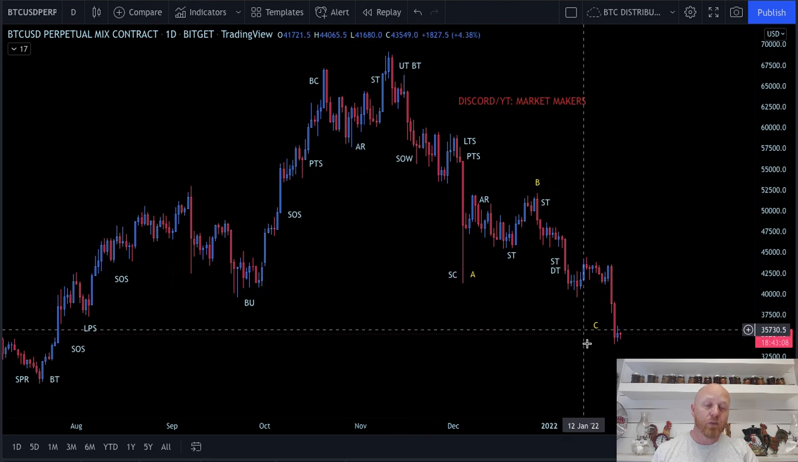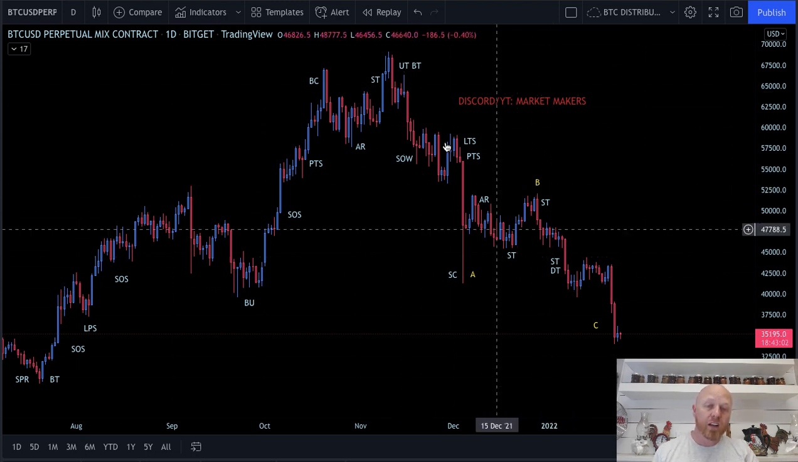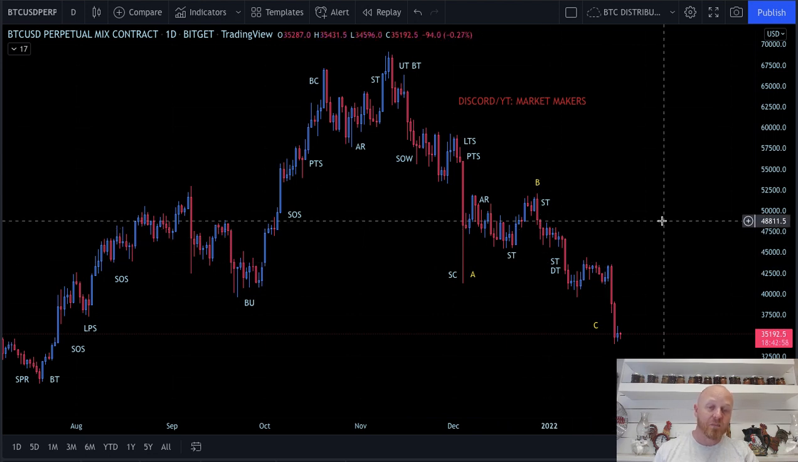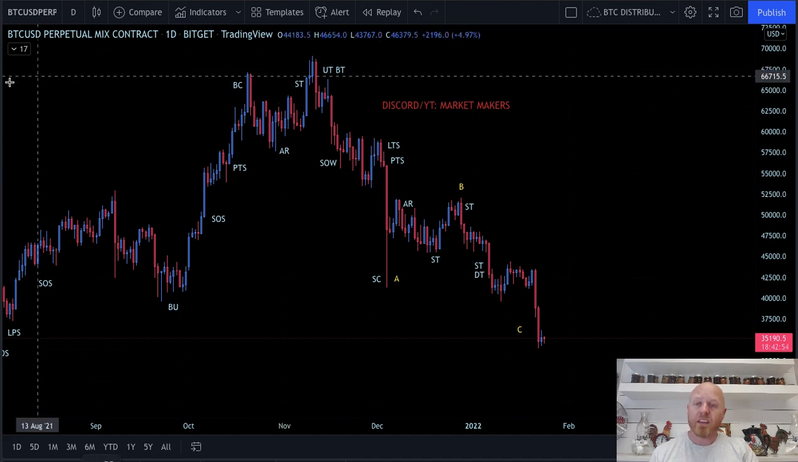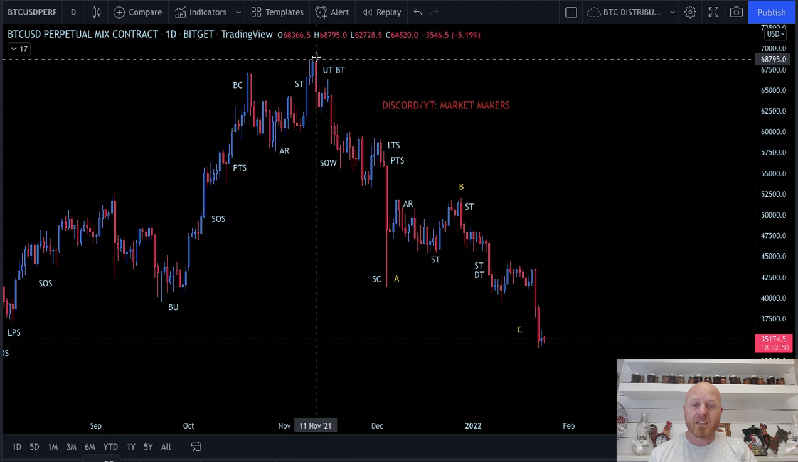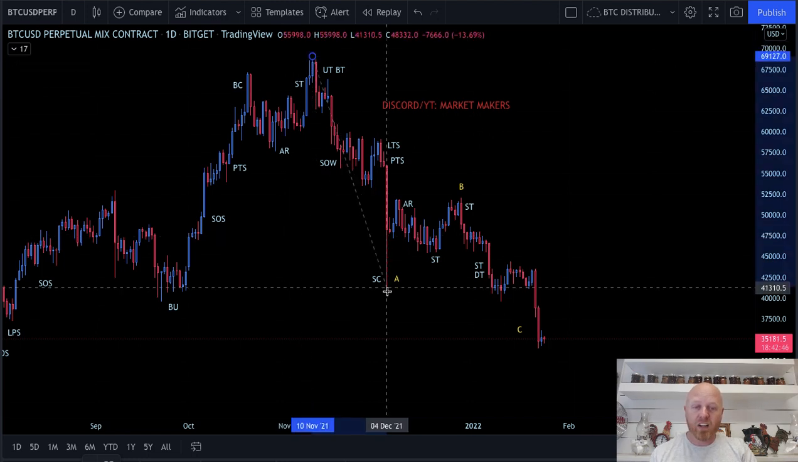But I want to see if we can find something for current price to show us exactly where Bitcoin's interacting and get a more current trend-based projection for an ABC correction, okay? So let's do this with our trend-based fib tool. That is this tool right here, trend-based fib extension, okay? Now to get downward projections, we're going to start at our all-time high. We're going to go to our selling climax low.